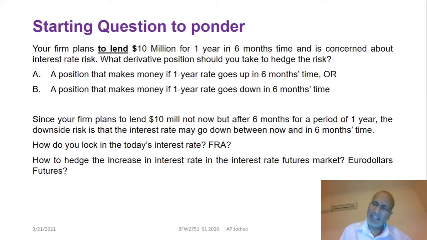Since your firm plans to lend 10 million, not now but after 6 months, the downside risk in this case is that the interest rate may go down between now and 6 months. That's the issue here. How do you lock in today's interest rate so that you can still enjoy the same interest rate for the next 1 year loan after 6 months? How to hedge the reduction in the interest rate in the futures market, Eurodollar futures.